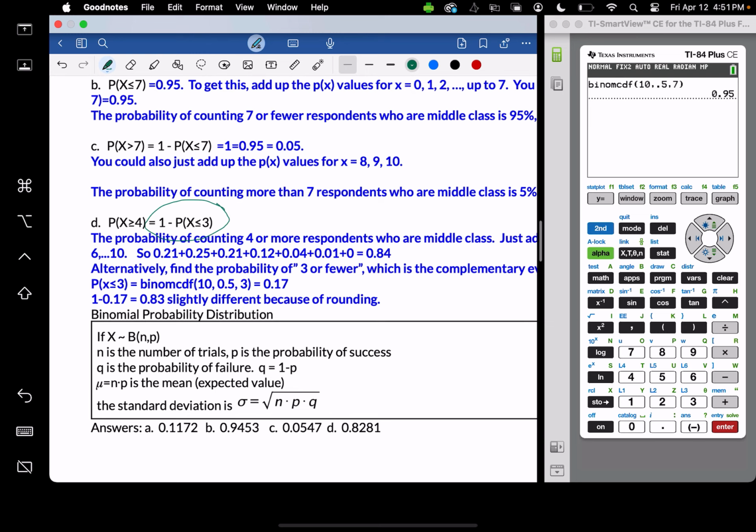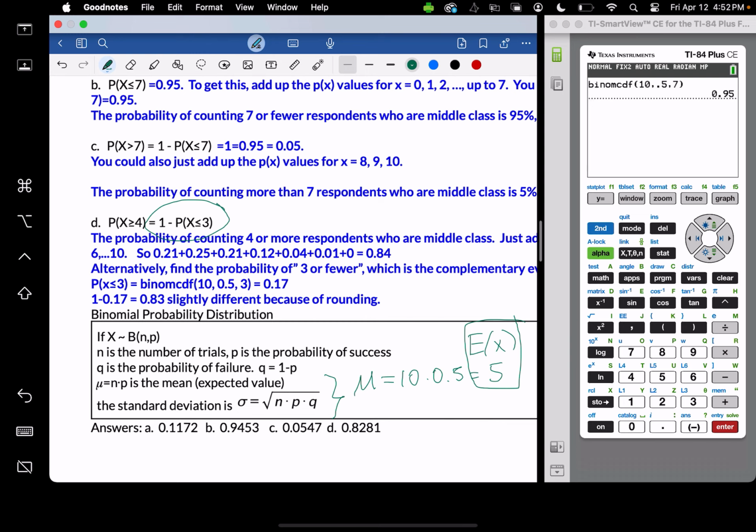Mu is equal to n times p. So now, because it's a known distribution, we actually have a formula for mu. You would just take n times p, which would be 10 times 0.5. So mu is equal to 10 times 0.5, which means it's 5. And you're like, yeah, that makes sense. The expected value would be 5 for this probability distribution.